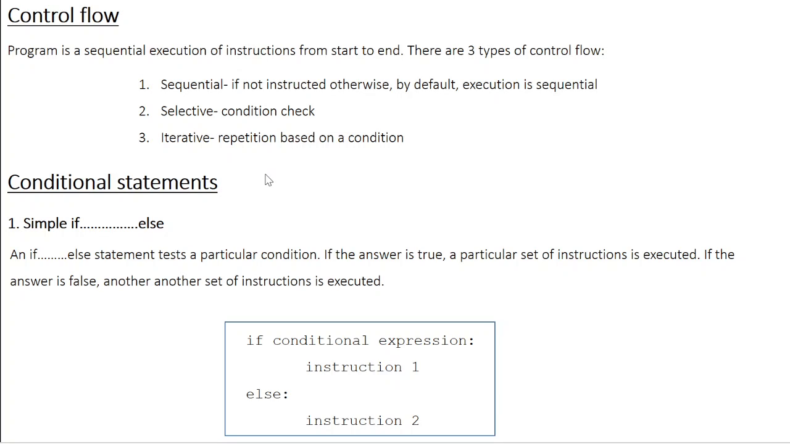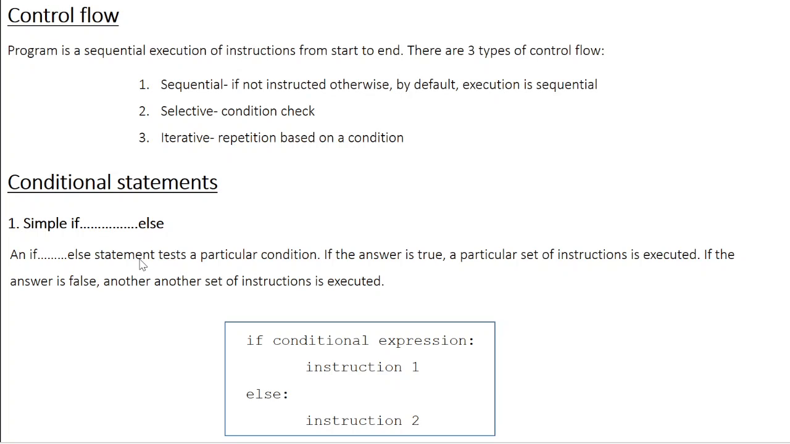Let's now talk in detail about the selective and iterative statements. First, let's talk about selective statements, which are also known as conditional statements. There are three types of conditional statements. The first one is a simple if-else. If you are familiar with C or C++, the if-else statement you have learned there is nothing but the simple if-else in the context of Python. We have two more selective statements, that is the nested if and ladder if. First, let's talk about simple if-else.